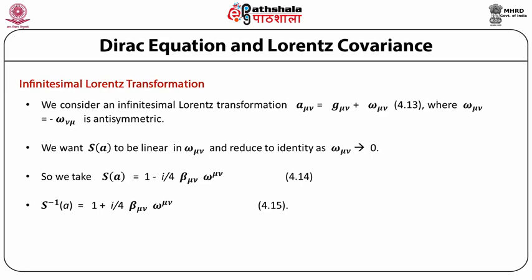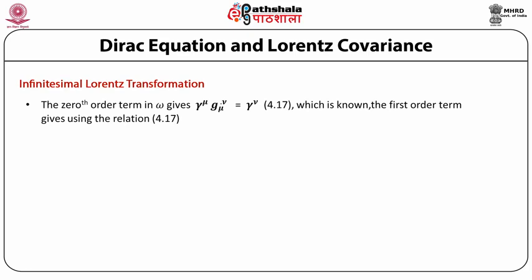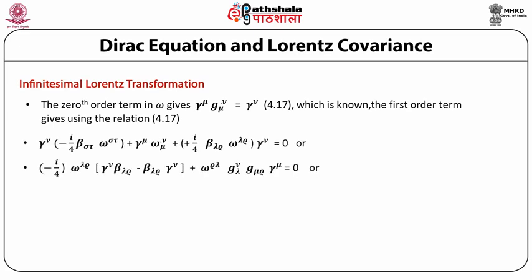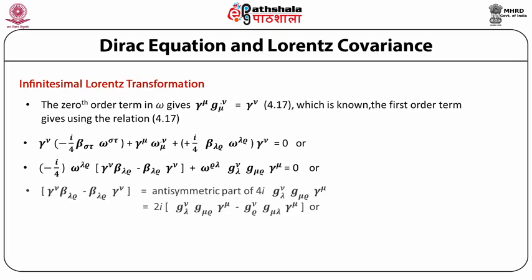And using this, we find that (1 plus i by 4 beta lambda rho omega lambda rho) gamma mu (g nu mu plus omega nu mu) (1 minus i by 4 beta sigma tau omega sigma tau) is equal to gamma nu. If we now compare terms on both sides order by order, then we get the first equation gamma mu g nu mu is equal to gamma nu, which is just acting like the raising or lowering operator even with gamma.